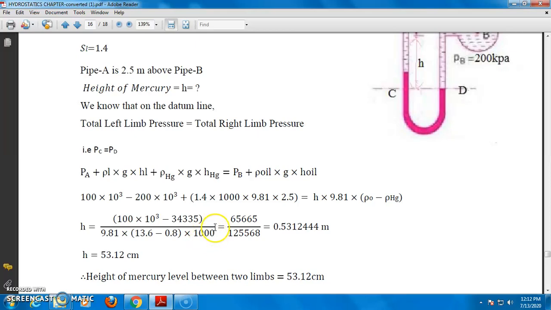So finally you are getting H is equal to 0.531244 meter. If you want to convert meter to centimeter, then 1 meter is equal to 100 centimeter. Then you multiply by 100, and you will get H is equal to 53.12 centimeter. This is H, the height of the mercury level between the two limbs, that is 53.12 centimeter.